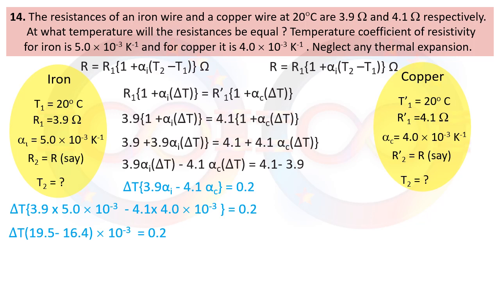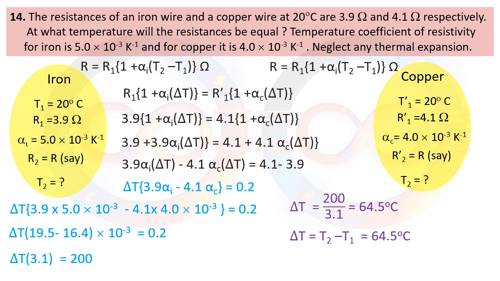Now if we multiply 5 into 3.9, it is 19.5, 4.1 into 4, it is 16.4, and the difference will come as 3.1. If we send 10 raised to minus 3 to the right hand side, it is 0.2 into 10 raised to 3, or 200. So delta T is equal to 200 upon 3.1. It is nothing but 64.5 degrees Celsius.